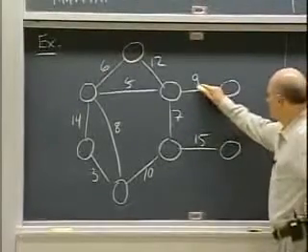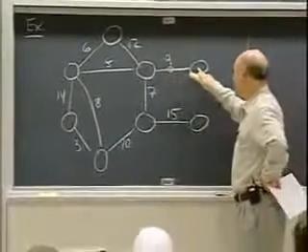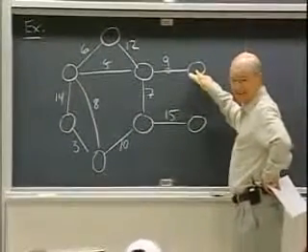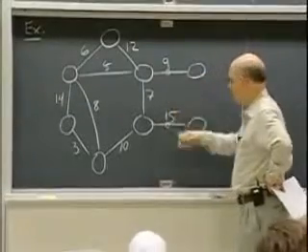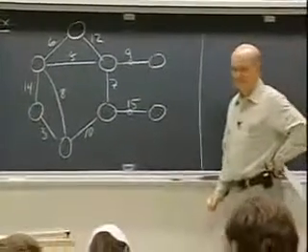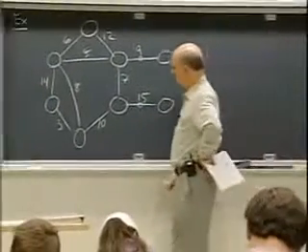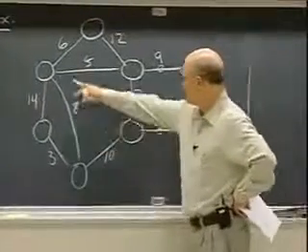Yeah, so 9, good. 9 has to be in there because it's the only one connecting it to this vertex, right? And likewise 15 has to be in there. So those both have to be in. What other edges have to be in? 14. 14 has to be in.